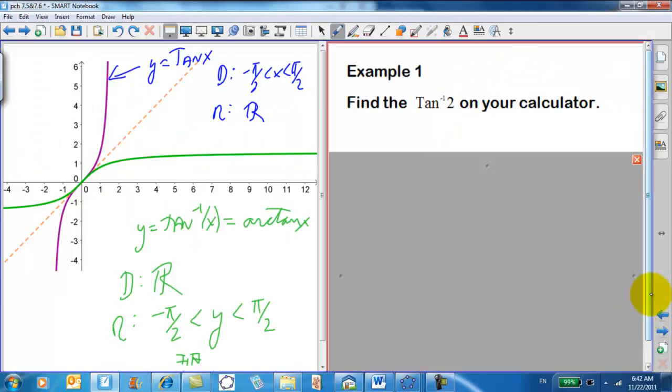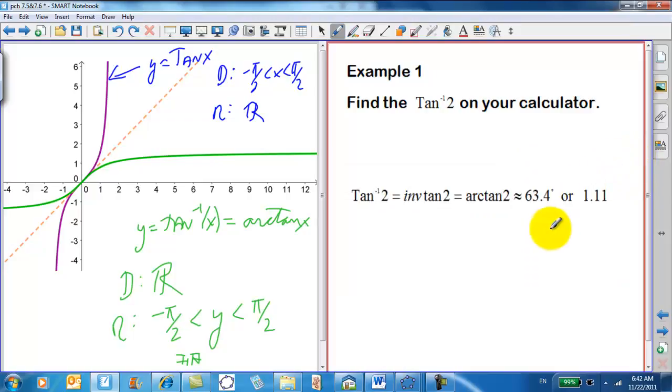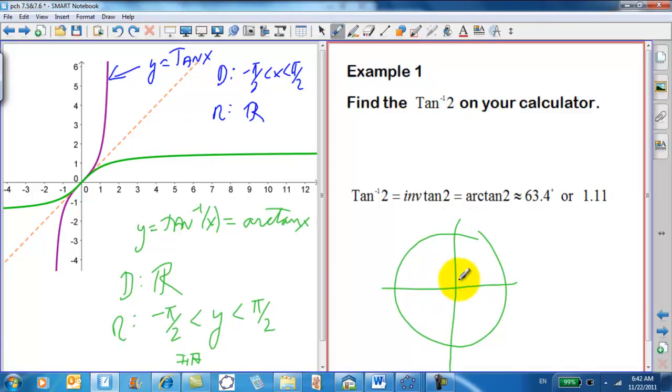Find inverse tan of 2 on your calculator. And sure enough, you get 63.4 degrees, or 1.11 radians. To estimate inverse tan of 2, when do you have a slope of 2? So this is over 1, up 2, something like that. And see how it could happen in 2 spots, but the inverse tan is only supposed to give one answer because it's supposed to be a function. So it only gives this answer at 63.4 degrees.